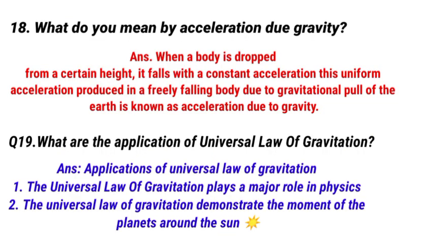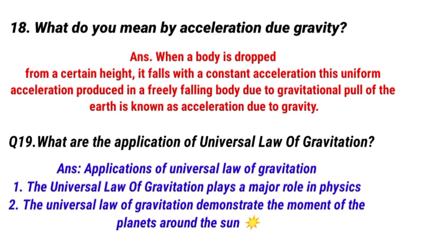What do you mean by acceleration due to gravity? When a body is dropped from a certain height, it falls with a constant acceleration. This uniform acceleration produced in a freely falling body due to the gravitational pull of the earth is known as acceleration due to gravity. So whenever an object falls towards the earth, an acceleration is involved. This acceleration is due to the earth's gravitational force. Therefore, this acceleration is called acceleration due to gravity. It is denoted by g. The unit of g is the same as that of acceleration, that is meter per second square.